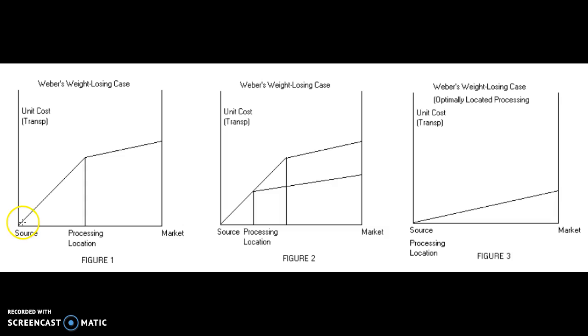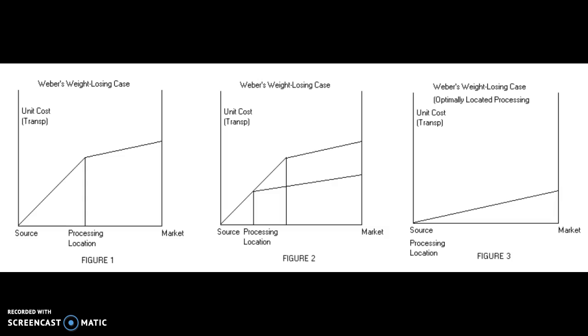So the steep slope that you see going from the source, the forest, to the processing plant where the post is going to be made, represents the high cost of getting your raw material to the processing plant. We can also see from this figure that the cost of getting your wooden post from the processing plant to the market, let's say it's Home Depot, isn't all that expensive because, again, it is bulk reducing, it is losing weight, or as Weber says it, the weight losing case, when it goes from the processing location to the market.